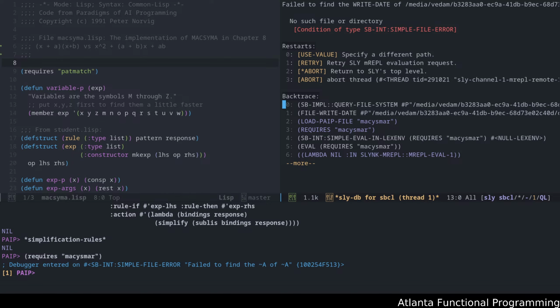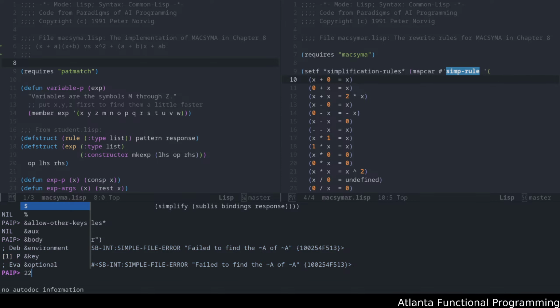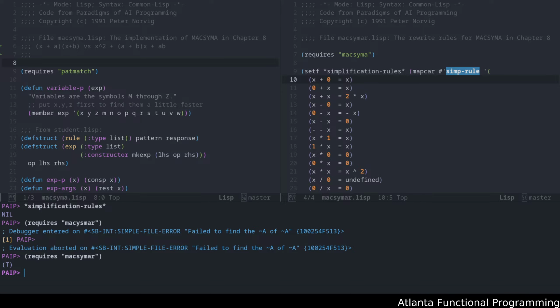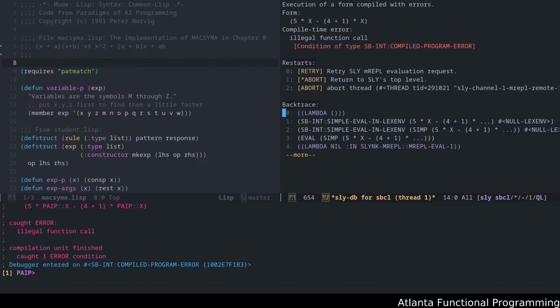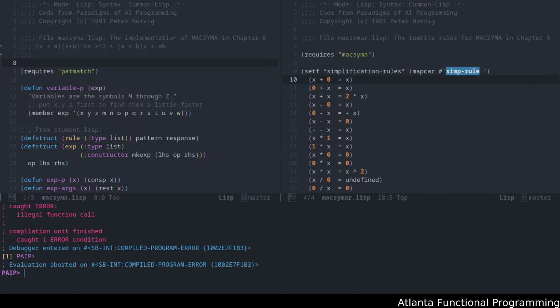Hold on one second. Why is this giving me some trouble? Okay, let's try this again. Simplifier, where are you, simplifier? Actually, we could do it this way. Compile it. Oh, it's an illegal function call again. Right.